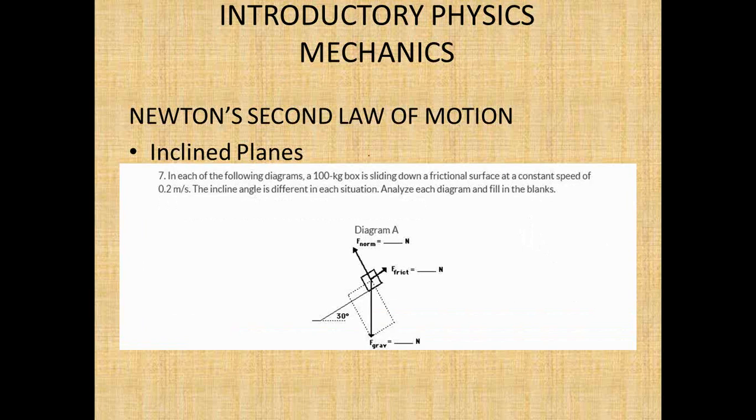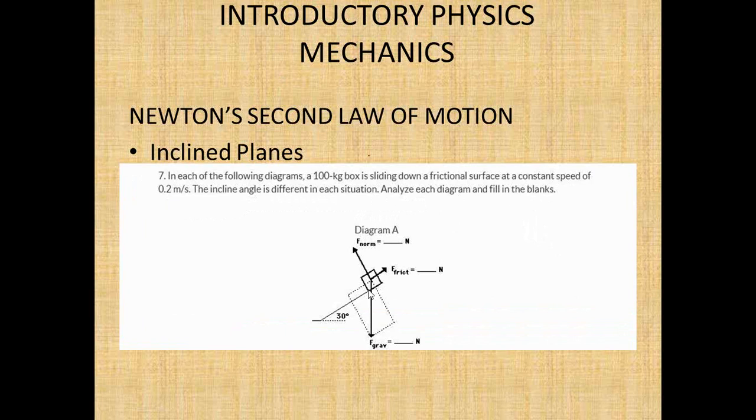problems. Okay. So question 7: in each of the following diagrams, a 100 kilogram box is sliding down a frictional surface at a constant speed. Okay, so this is the speed, it's constant speed. The incline angle is different in each situation. Analyze each diagram and fill in the blanks.